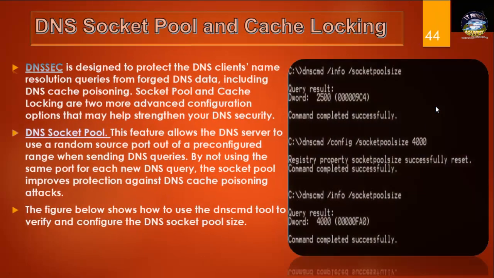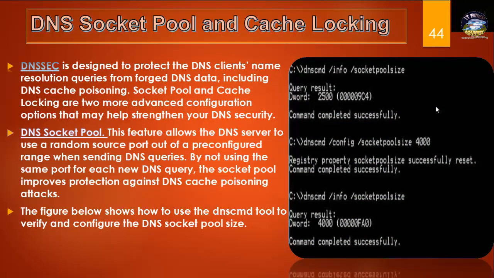So DNS socket pool and cache locking. DNS security is designed to protect the DNS client name resolution queries from forged DNS data, including DNS cache poisoning. Socket pool and cache locking are two more advanced configuration options that may help strengthen your DNS security. The socket pool feature allows the DNS server to use a random source port out of a pre-configured range when sending DNS queries, by not using the same port for each new DNS query. The socket pool improves protection against DNS cache poisoning attacks.